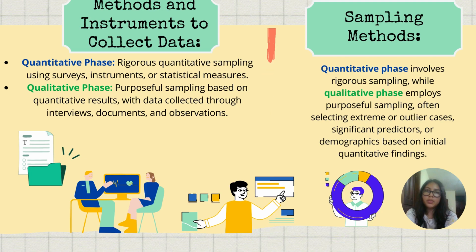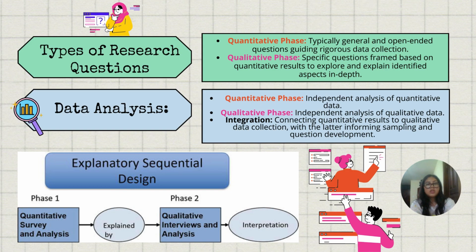The quantitative phase employs rigorous sampling and measures, while the qualitative phase uses purposeful sampling aligned with quantitative outcomes, collecting data through interviews, documents, and observations. Sequential mixed methods initially collect and analyze survey data, then conduct interviews to dig deeper and explain any confusing or contradictory responses.